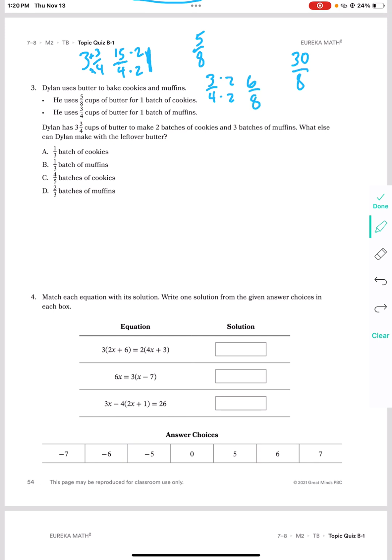Okay, so now to make sure we're all on one accord, we're using 5/8 butter to make a batch of cookies. We're using 6/8 butter to make a batch of muffins, which is the same thing as the 3/4. And altogether, the amount of butter he has to use is 3 3/4. As an improper fraction, that would be 15 over 4. But we changed it to a common denominator, and it's 30 over 8. Okay, so now we can make sure that we use the right amount of butter.